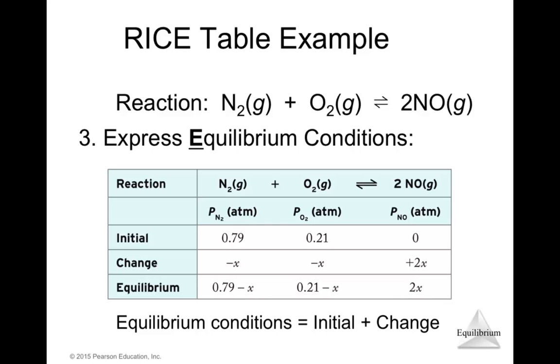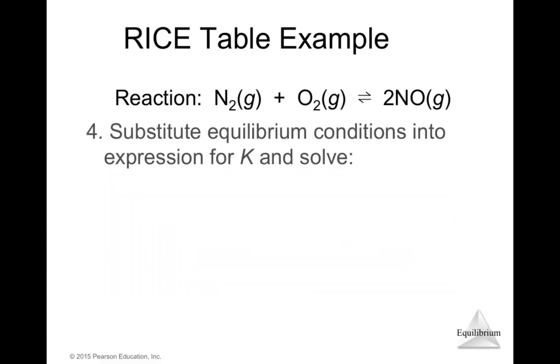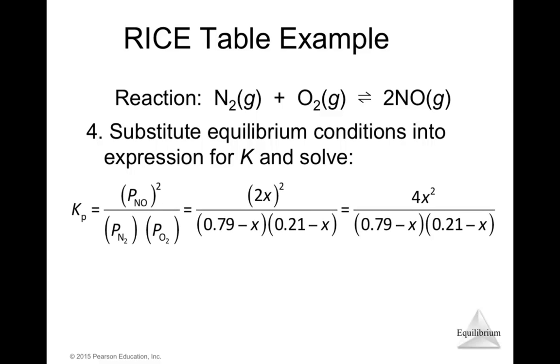But we know that the expression of the equilibrium constant is the following. It's going to be the partial pressure of nitric oxide divided by the pressures of nitrogen and oxygen, and we can look for the values in the table. It will be 2x squared divided by 0.79 minus x times 0.21 minus x. We can solve the top part of this fraction. It will be 4x squared.